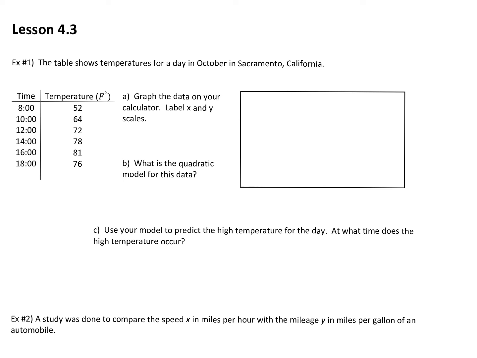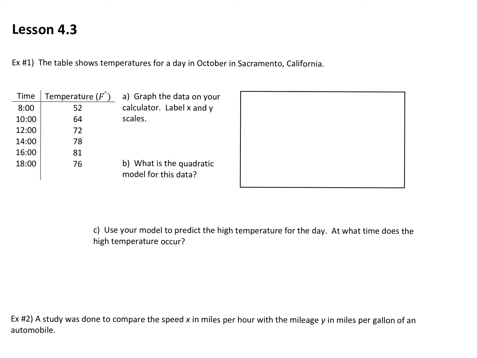Okay, so when you're entering these things, you don't need to enter these numbers as 800, okay? You can do 8, 10, 12, 14, 16, 18 is fine. So you're going to go in L1. You're going to put 8, enter, and then 10, enter, and then 12, enter, 14, enter, 16, enter, 18, enter. Okay, so that should be your L1.